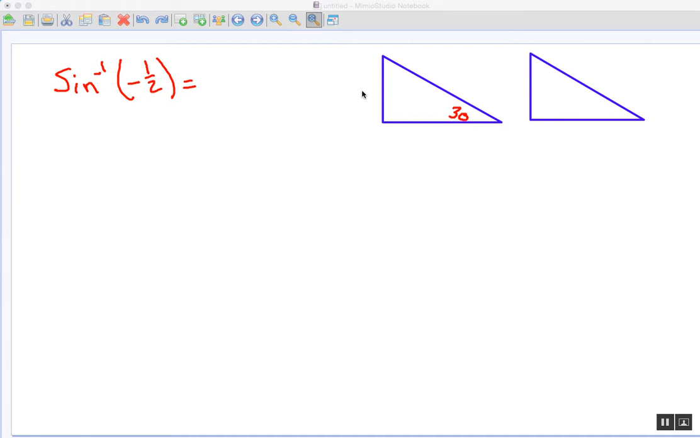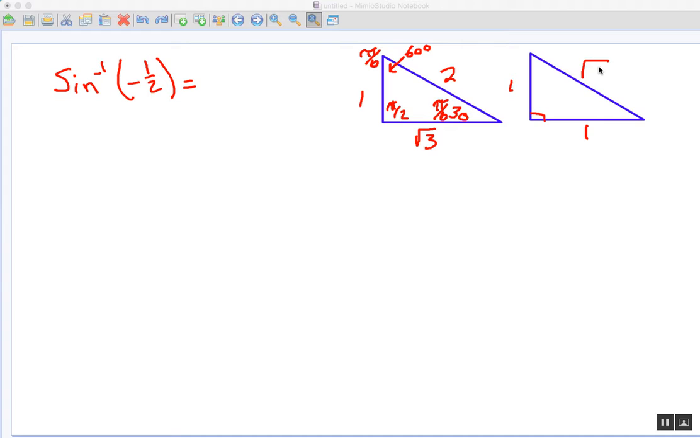So opposite our 30-degree angle is 1, and 30 in radians is pi over 6. Opposite our 90-degree angle, or pi over 2 in radians, is 2. And opposite pi over 3, which is 60 degrees, is square root of 3. So that's our 30, 60, 90 triangle in both degrees and radians. So I'm just going to write that. That's 60 degrees.